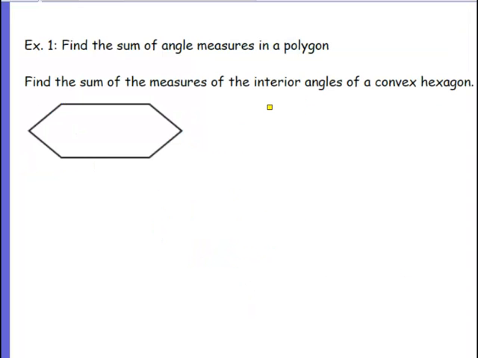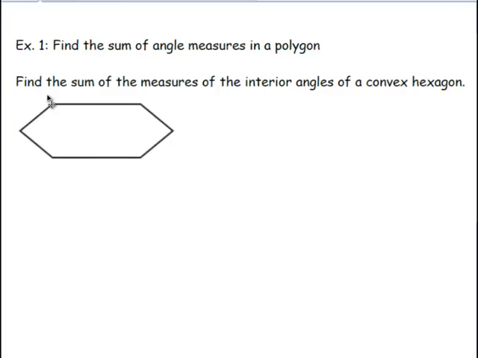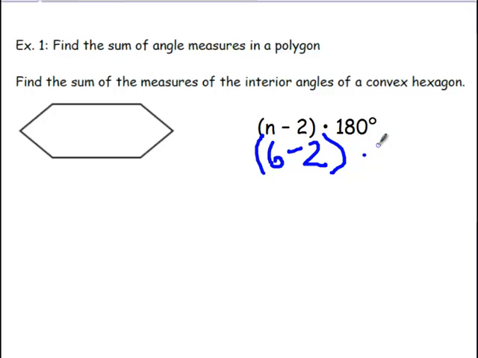Okay, next one. I want to find the sum of the angles in this polygon. So I need to find the sum of the measure of the interior angles of a convex hexagon. If you don't know what a hexagon is, count up the sides. There are 6 sides, but I want to find out what do all 6 angles add up to be. So I'm going to use my formula from theorem 8.1, n being the number of sides. There are 6 sides in a hexagon. So I'm going to do 6, take away 2, multiply by 180.